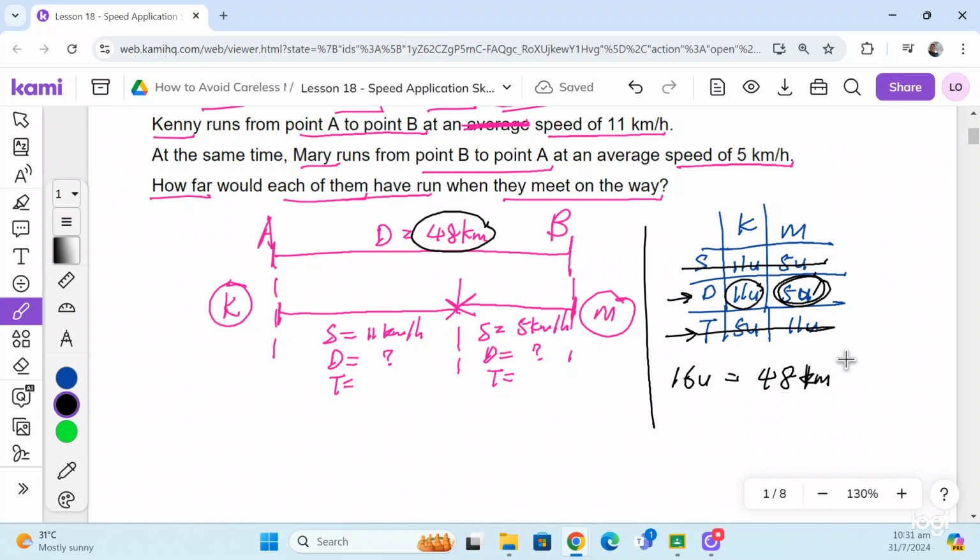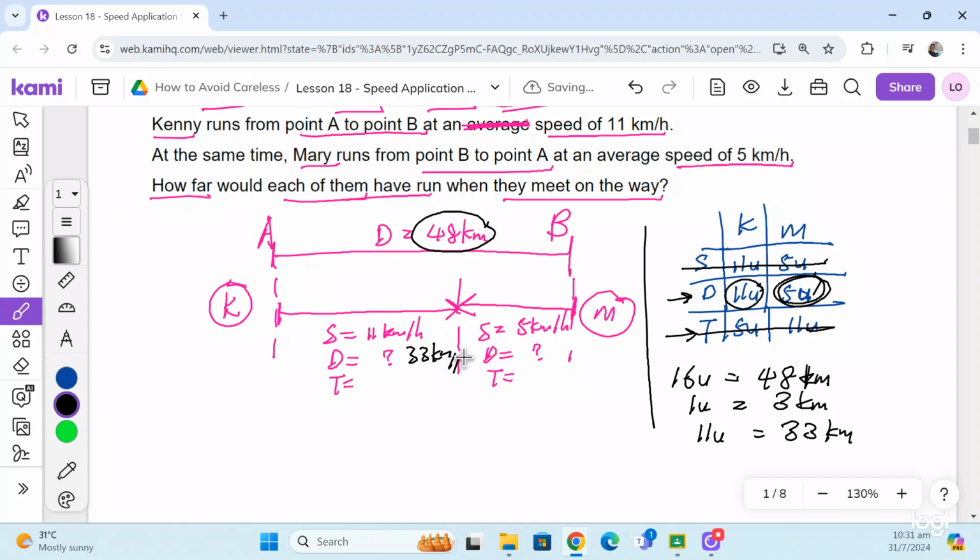So that 48 kilometers is the total distance they must travel to meet each other, which is 16 units. So your 1 unit will be 48 divided by 16. So you get 3 km. And then you can find the distance traveled by Kenny. Kenny traveled 11 units, which is 33 km. And that's your important answer for the first one.